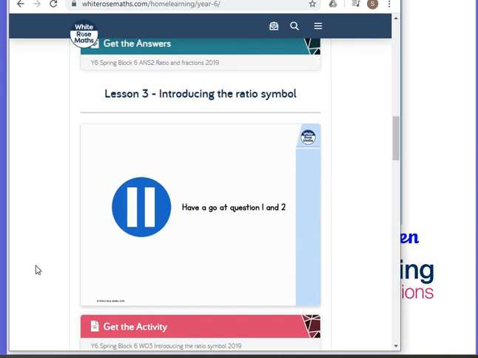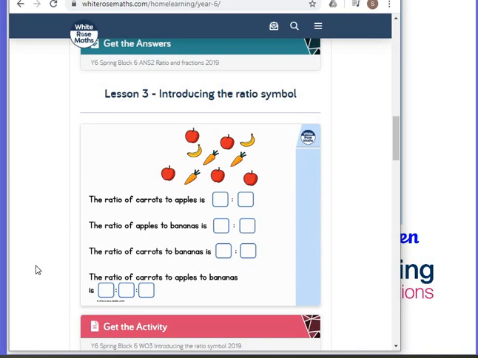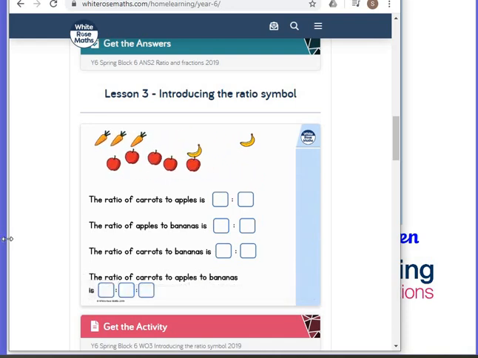Pause the video now and have a go at questions 1 and 2. What about this representation? We can see we've got some apples, some carrots, and some bananas. The first sentence wants us to compare the carrots to the apples. It might be easier if we imagine moving the carrots and the apples so we can compare just those two. So we can see for every 3 carrots there are 5 apples. So the ratio of carrots to apples is 3 to 5.